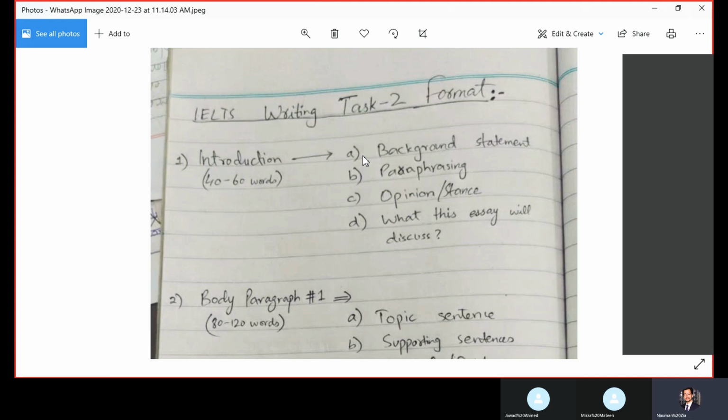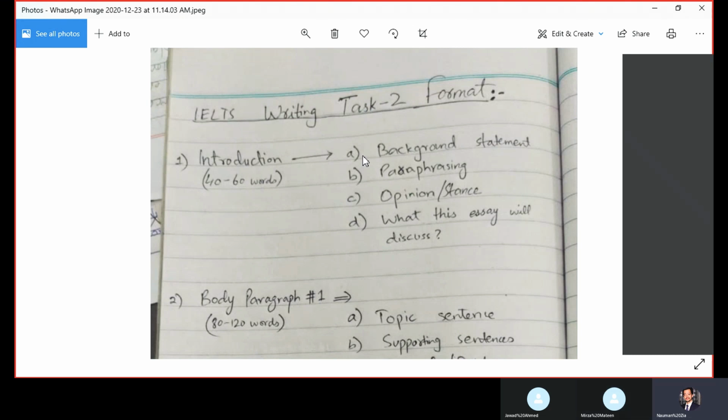Okay. Now just note it down. What is the meaning of these terms? You understand background statement. Second is paraphrasing. Paraphrasing means writing the question in your own words is called paraphrasing. Nice and simple. Okay. Third, your opinion. If they have asked your opinion in the question, then you must mention your opinion in just one sentence, right? In my opinion, comma, and so on.